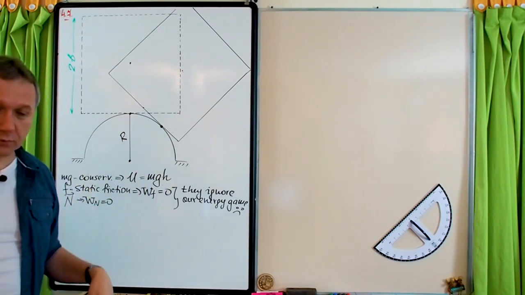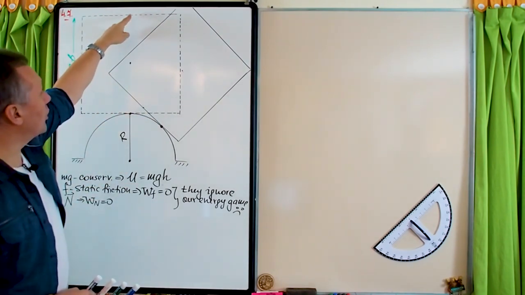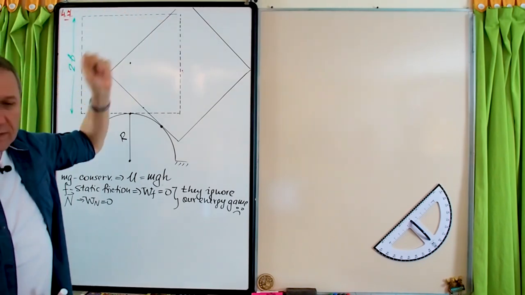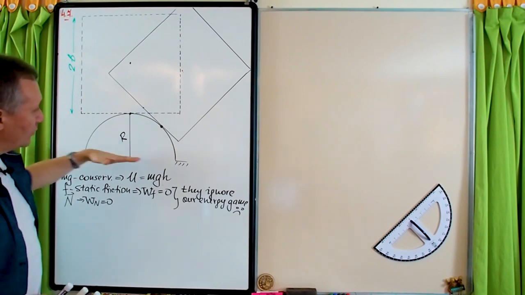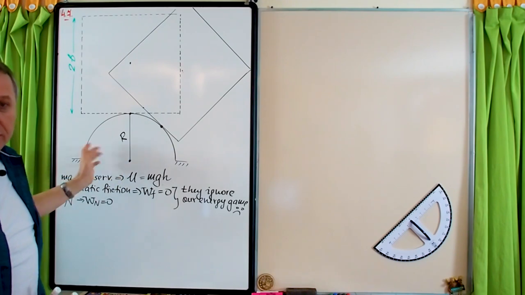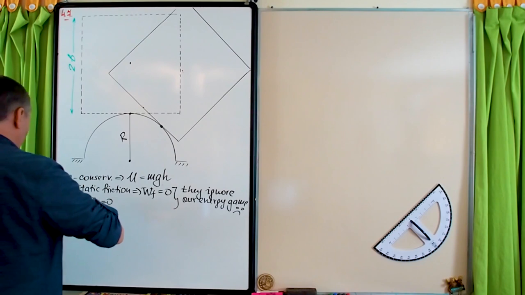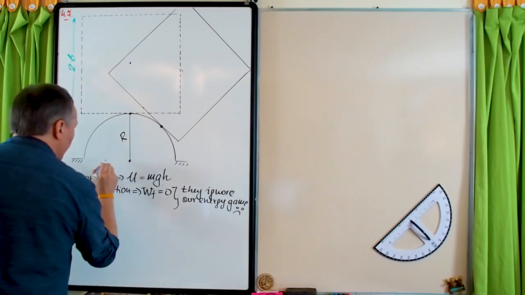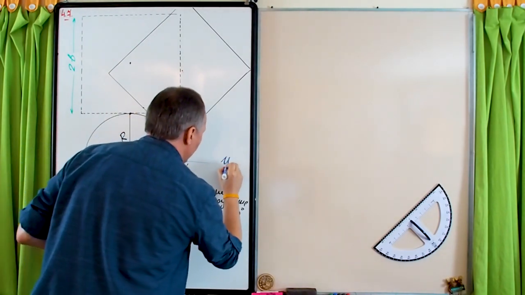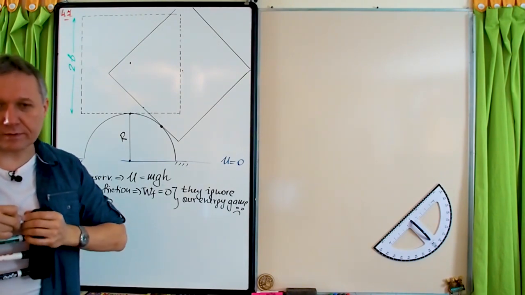It's up to you where to position it. You can position it at the top of the box when it's in equilibrium, but I don't think that is the best point. I think in this case, the best point is at the center of the cylindrical surface. Let me draw some blue line. So that's my U equals zero, the reference level in our case.